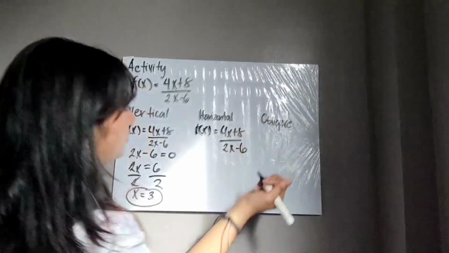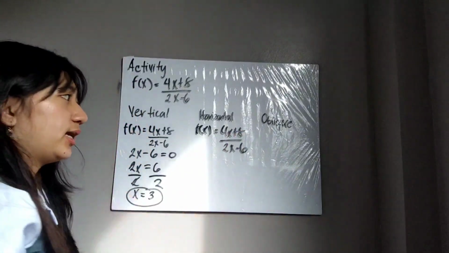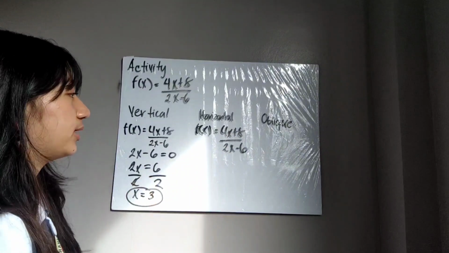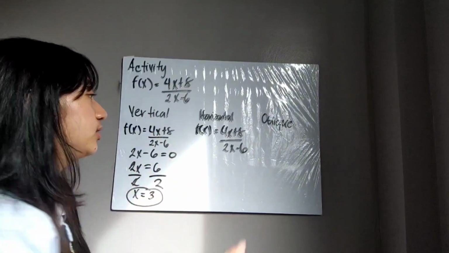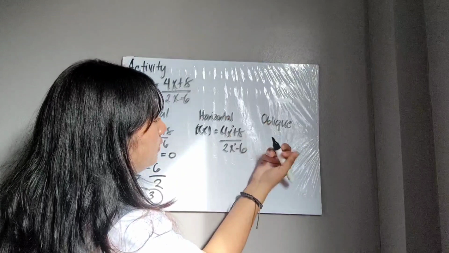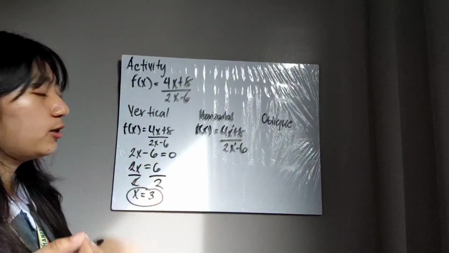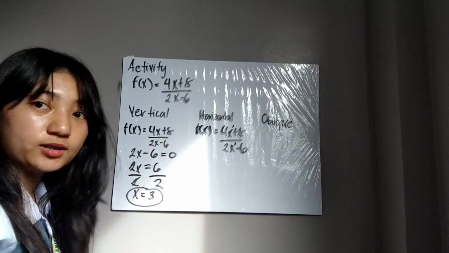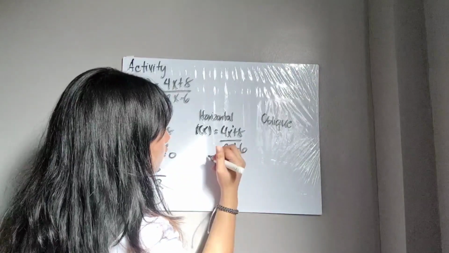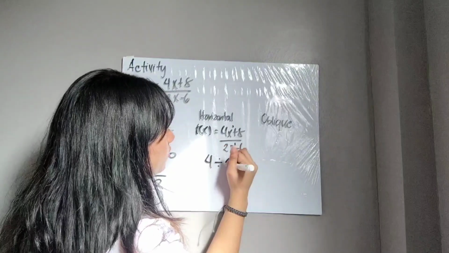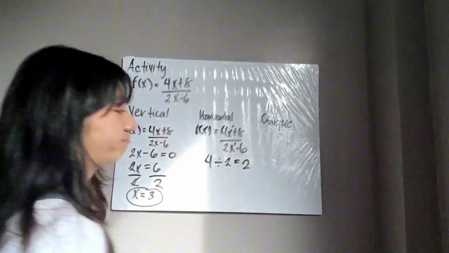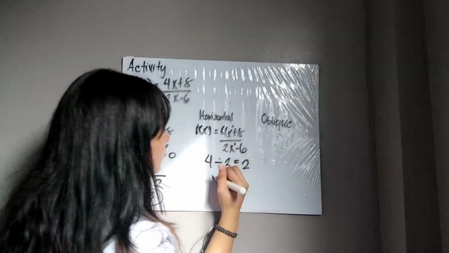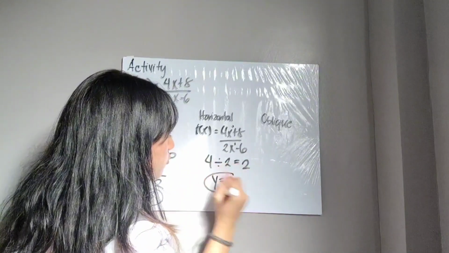2x. So, base sa horizontal, sabi doon, pag may equal, which is 1 yung degree nito, 1. So, same sila, which is equal. So, pag equal is divide yung coefficient to coefficient. So, 4 divided by 2. So, answer is y is equal to 2.